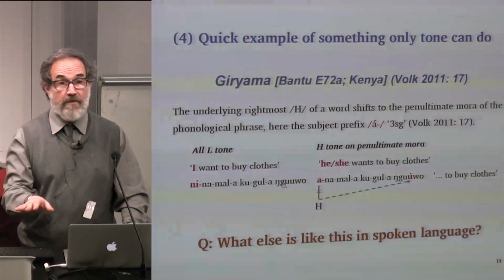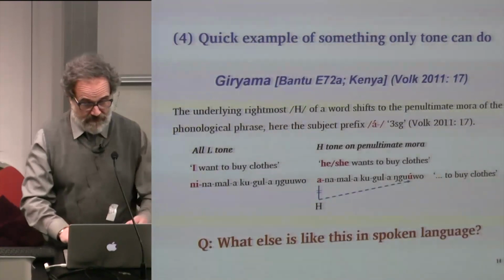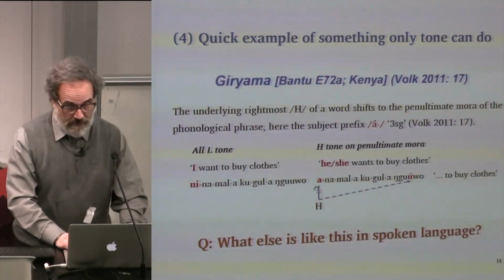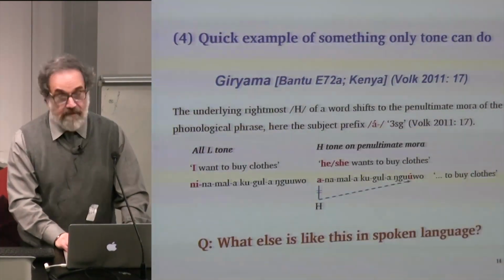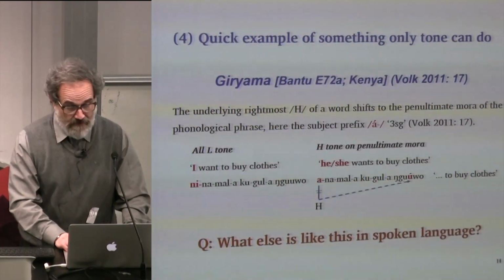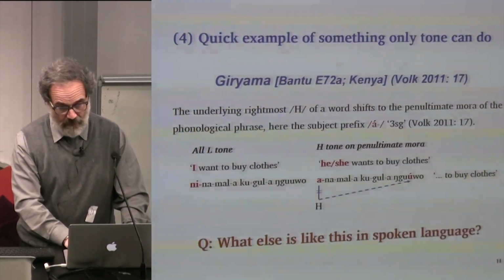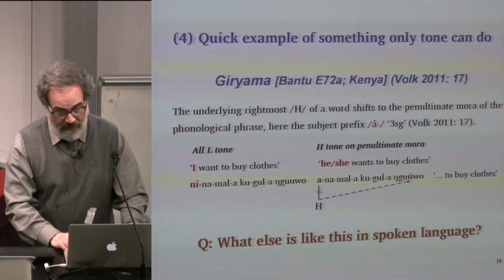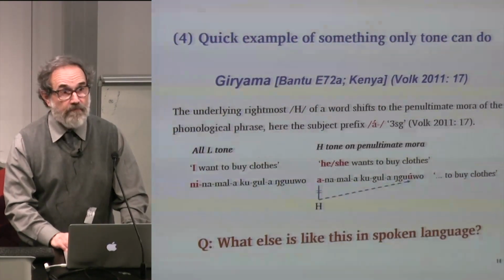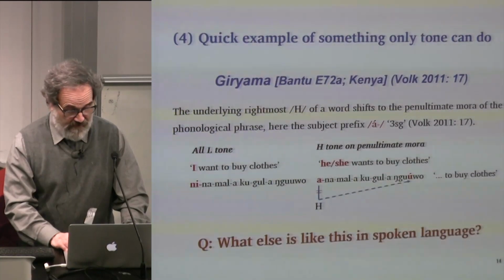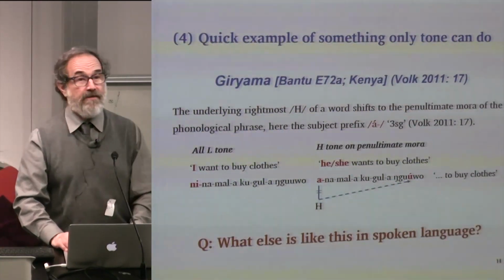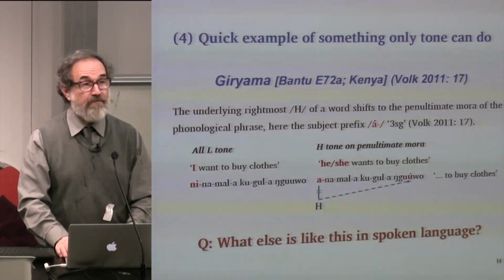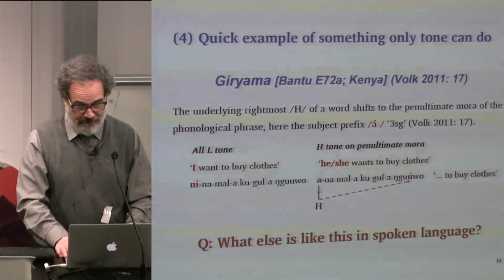It's all low tone, unmarked. Everything there is low tone. If I just change the subject prefix to the third person singular human, this prefix carries a high tone, but as you can see, it shifts all the way to the right, two words to the right, and you get anamala kugula nguo. So the question I have there is, what else can do this in spoken language? I don't think anything else can do this, but tone can do this. I could give you many other Bantu examples that are very similar to this.